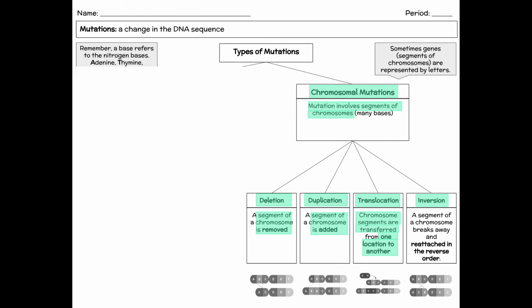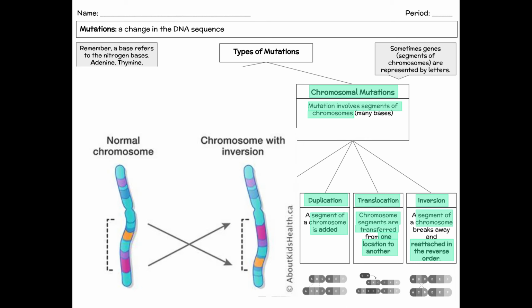Lastly, inversion is when a segment of a chromosome breaks off and reattaches in reverse order. It's like trying to read a recipe backward. So instead of bake first, mix later, it becomes mix first, bake later. Here in the graphic, we can see that a segment of the chromosome has been inverted.